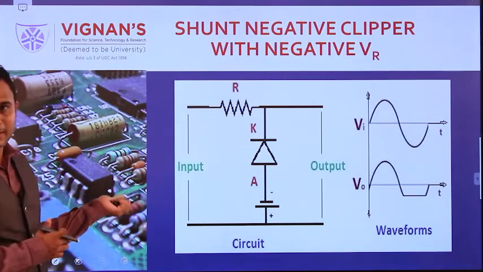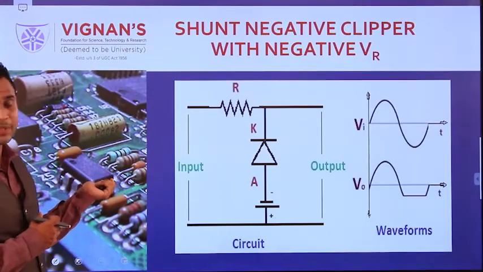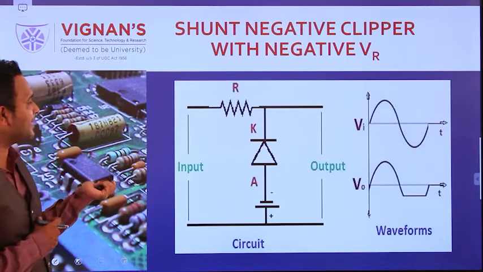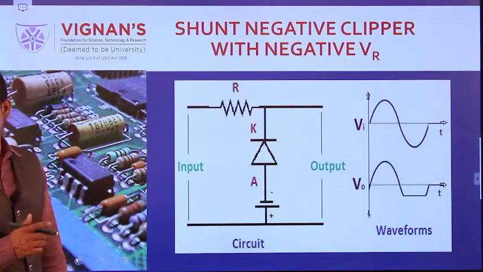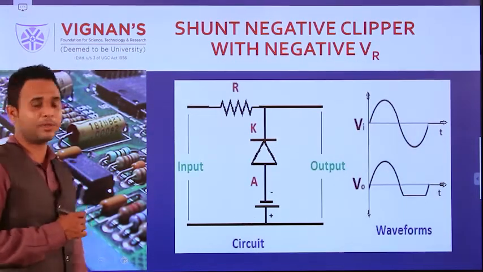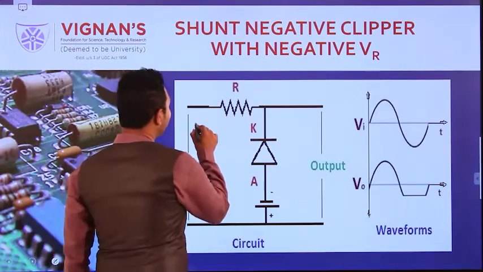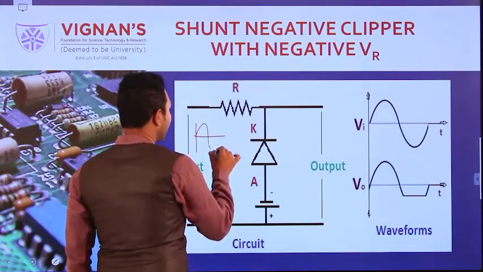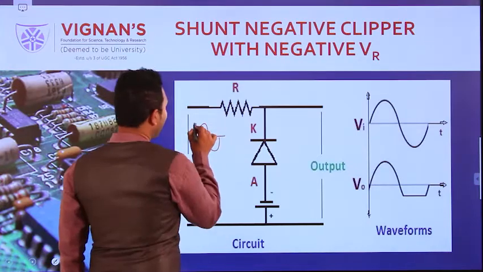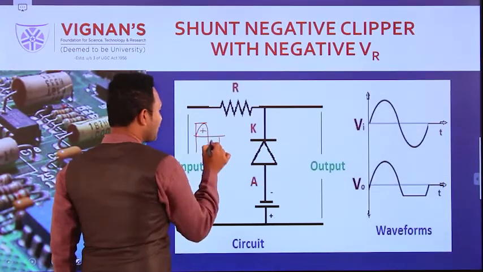In the previous diagram I explained the positive with positive reference. Here I am taking the negative reference. What happened with the negative reference? Here also our input signal is a sine wave only. Here also I am considering this one as the positive peak and the negative peak.